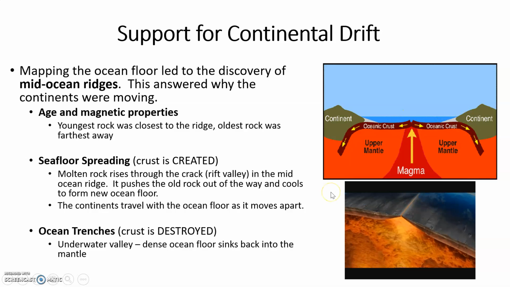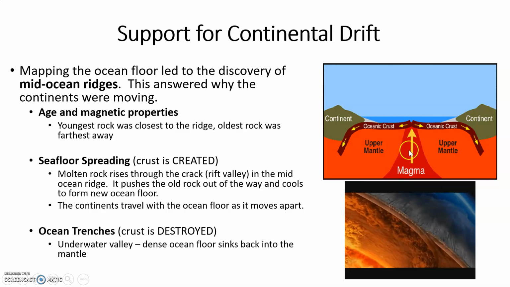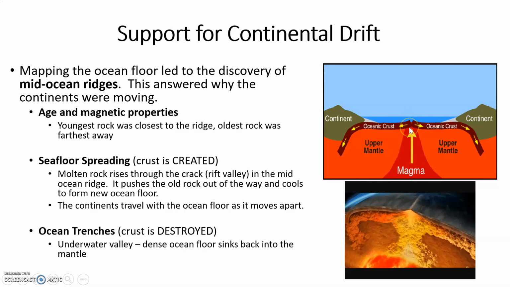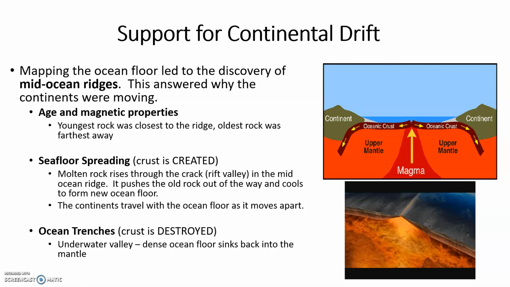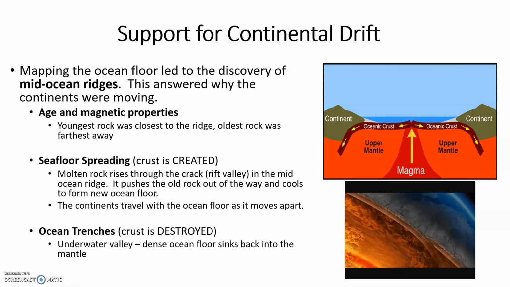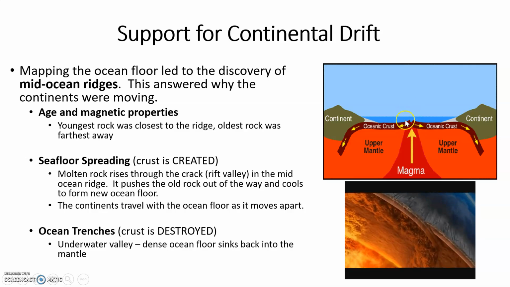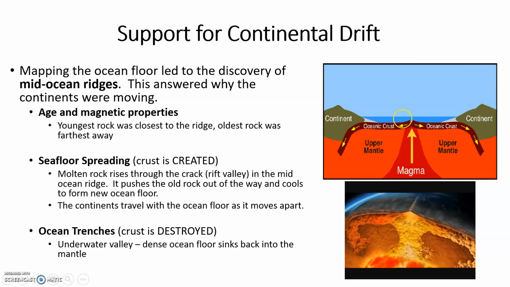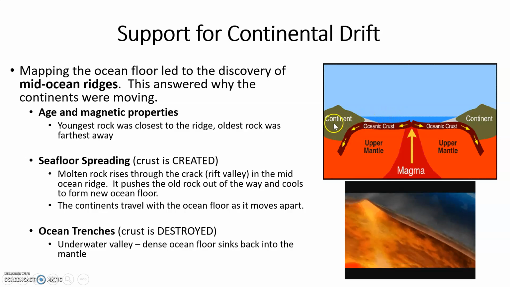The second thing is seafloor spreading, which is where crust is created. As this molten material, the magma, rises up through the Rift Valley here in the mid-ocean ridge, it would push out of the old rock and cool to form new crust, thus supporting the youngest crust being near the middle. This also showed the continents traveled with the ocean floor as it separated and went further away.